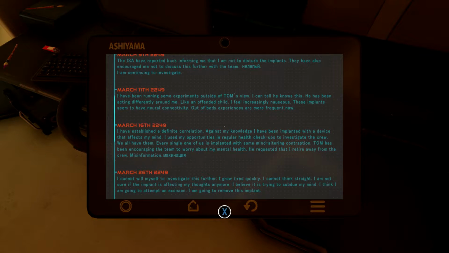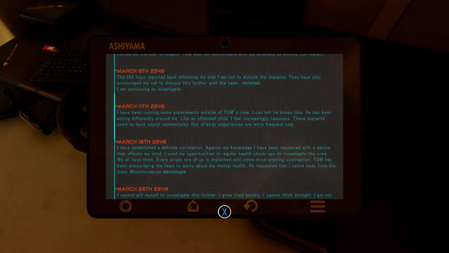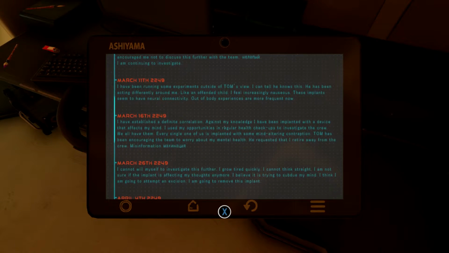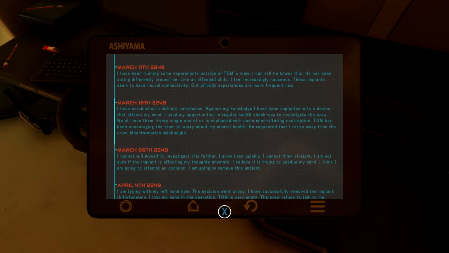Out-of-body experiences? Maybe he's downloaded the crew. And that's a really good point, describing a machine as a child. We could produce an AI today that, assuming you could throw enough processing power at it, would be able to mimic the behavior of a child.